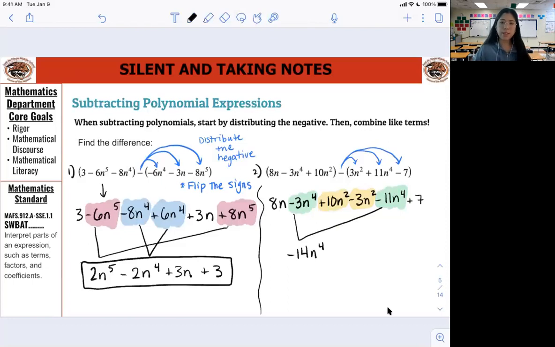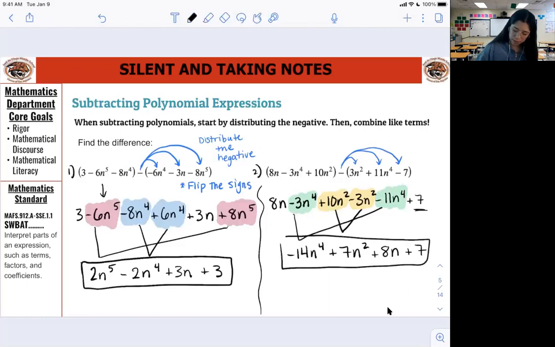What should I combine next? The 10n and the negative 3. Good. And what's 10 minus 3? 7. Positive 7. All right, who goes next? Good, Daniela, 8n. And what's this number called again? What goes last? The constant. Good, good, good. All right.